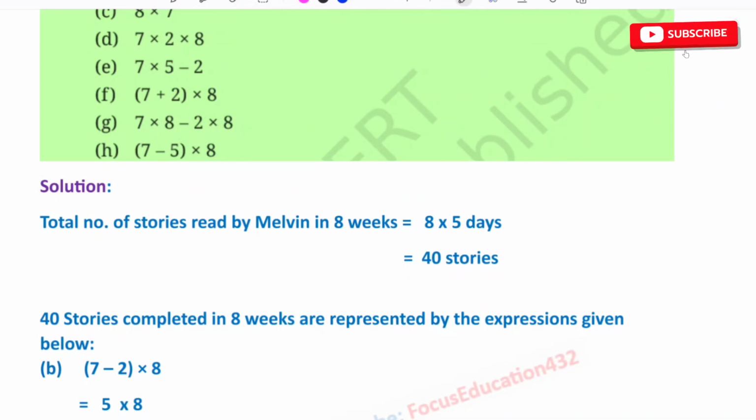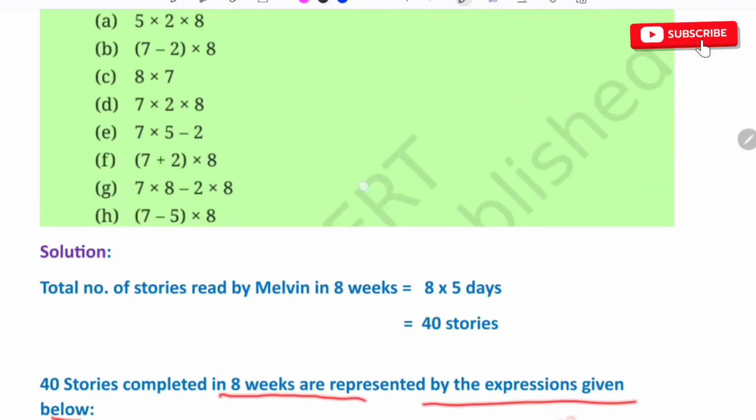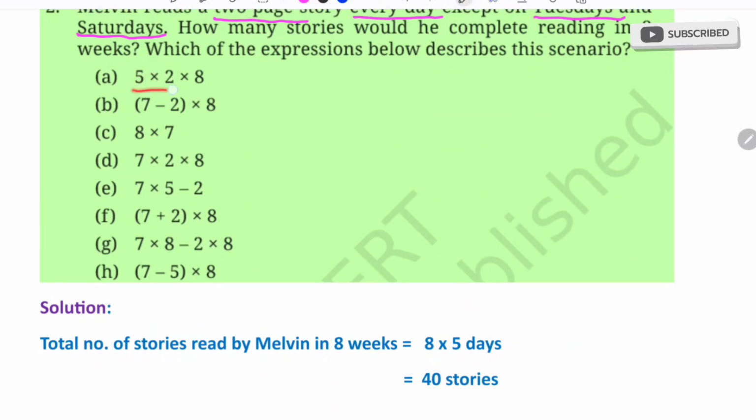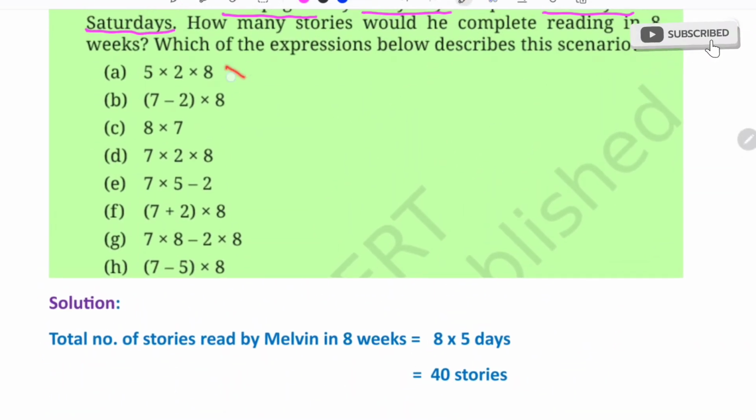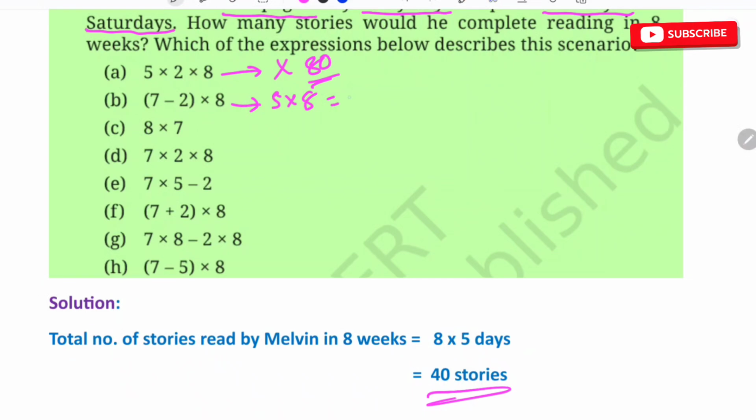Right. So now 40 stories completed in 8 weeks are represented by the expression here. 5 multiplied by 2 multiplied by 8: 5 2s are 10, 10 8s are 80. So this is not the case. Why? Because 5 2s are 10, 10 8s are 80, but we need only 40 here. So 7 minus 2 is 5, 5 multiplied by 8, 40. So this is the expression which describes this situation.